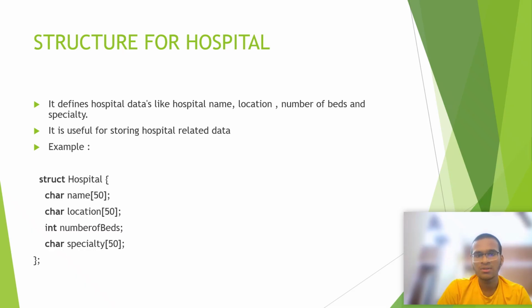Structure for hospital. It defines hospital data like hospital name, location, number of beds, and specialty. It is useful for storing hospital related data. Example: struct hospital { char name[50]; char location[50]; int number_of_beds; char specialty[50]; }; Here, struct means a keyword of structure. Char means characters like A, B, C, D, and so on. Int means integers like 1, 2, 3, 4, and so on.